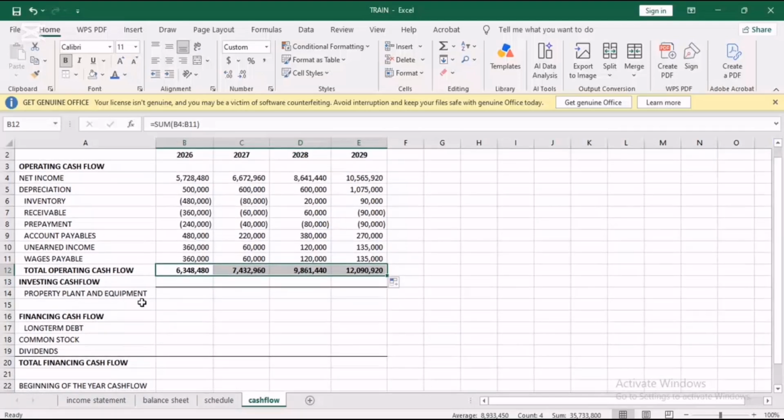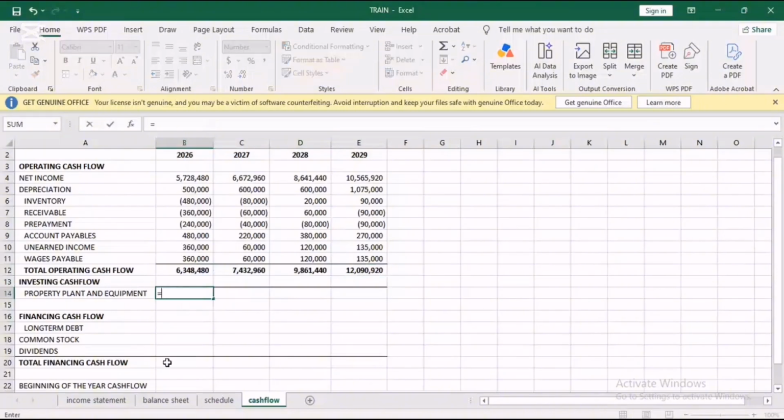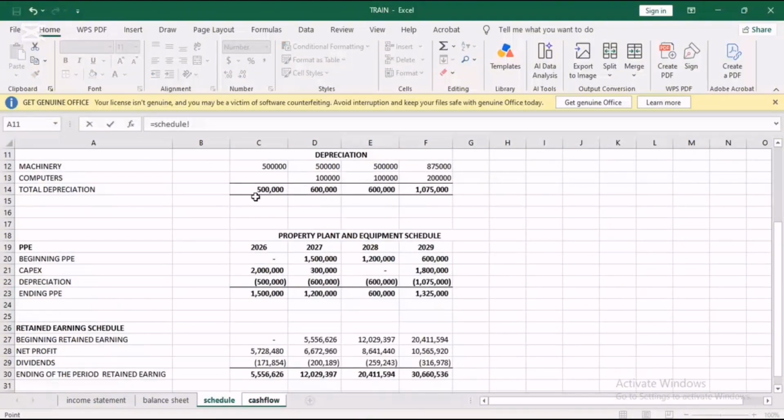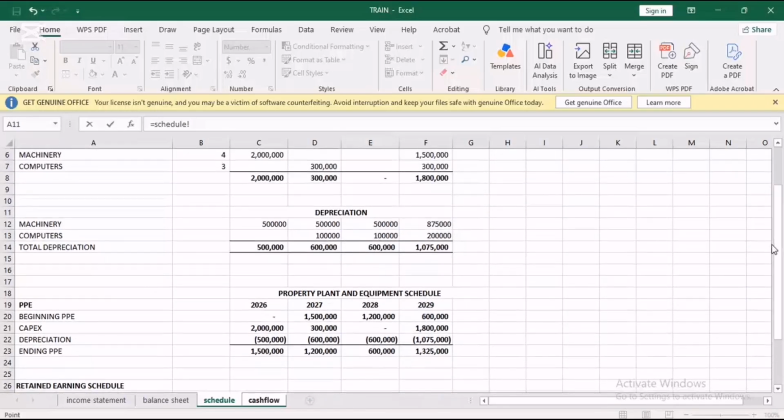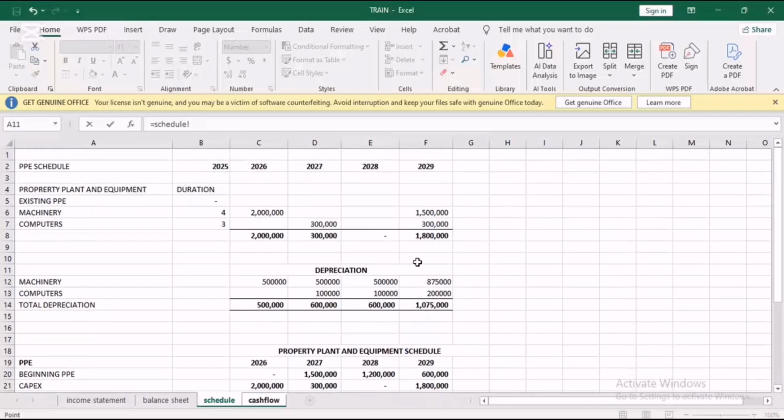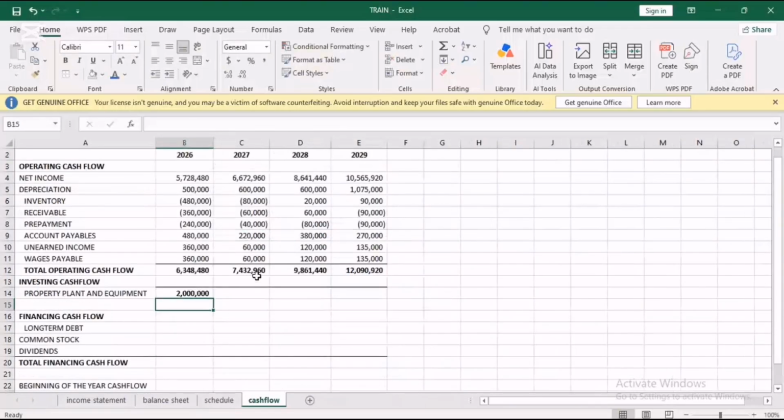Property, plant and equipment. So definitely we capture those property assets that were purchased at each period. So how do I do this? Hit enter, equal to, let's get to our schedule. Let's select the items we purchased for the period. So these are 2026, we actually bought this. Let's hit enter.